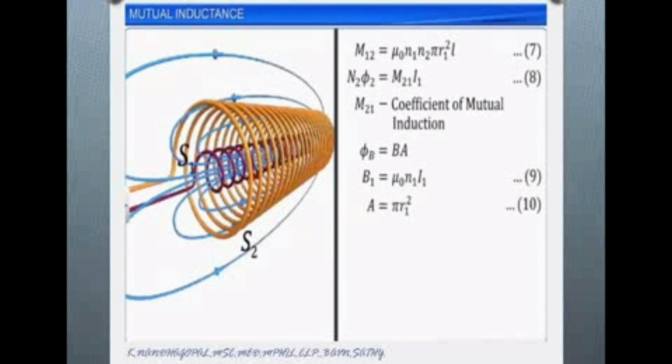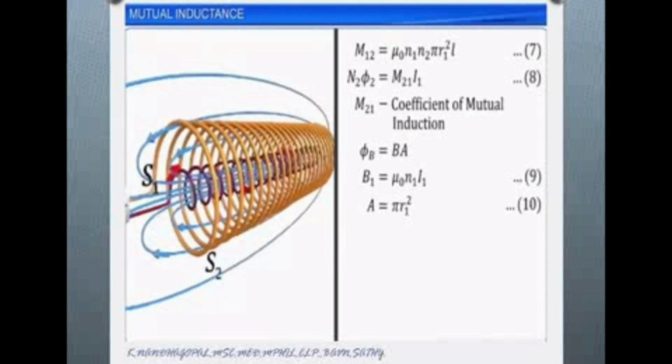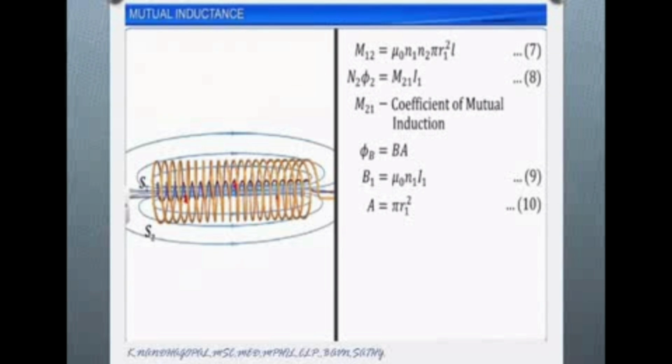So I think in your book A is there, so you can write A. A equal to pi r square, you can write A or pi r1 square for the coil, secondary coil, for primary coil S1. So now you can substitute those values in those equations to calculate the coefficient of mutual inductance. When current flows in the primary coil, this mutual inductance is produced. So the EMF is produced in the secondary coil S2 due to current flow in the primary coil S1.